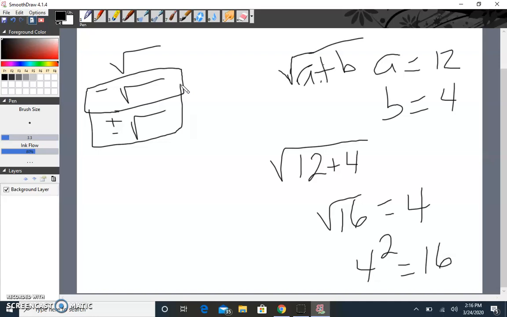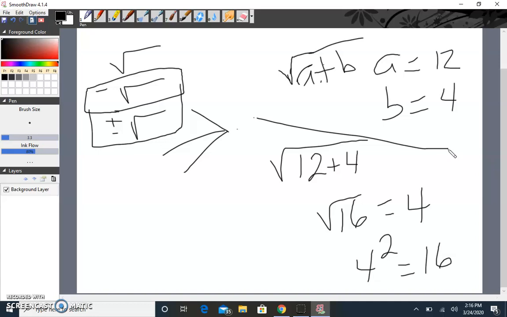On the right side of the paper here, or the board, I guess you could say, is an example of working out a problem. We have the square root of a plus b. Well, what if a is 12 and b is 4? Then if we plug those in, we get 12 plus 4. 12 plus 4 is 16. The square root of 16 is something we should know already, but your calculator will tell you it is 4.